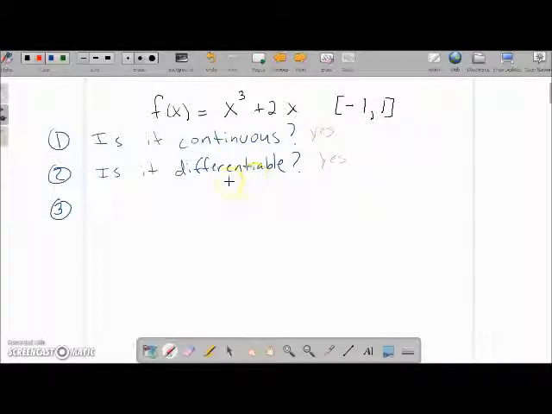There's not a place in between -1 and 1 where we have some cusp or crazy undefined slope of a tangent line, and there's no place where we're going to have a vertical tangent line. Okay, so those are check. Those are two things you have to check for before you can even apply the mean value theorem.